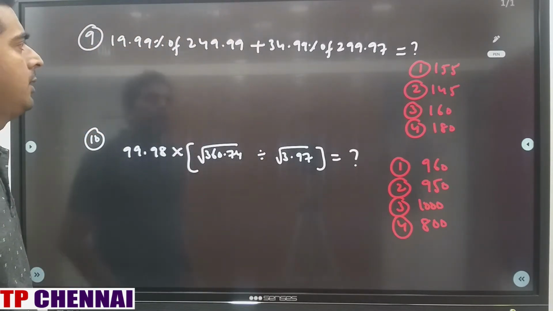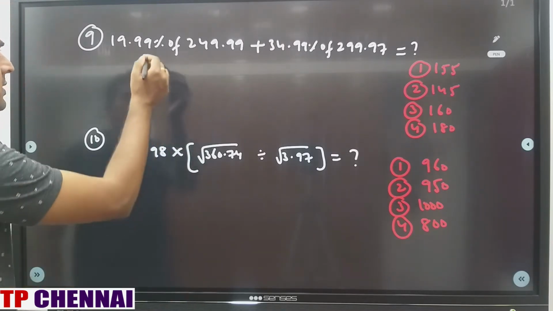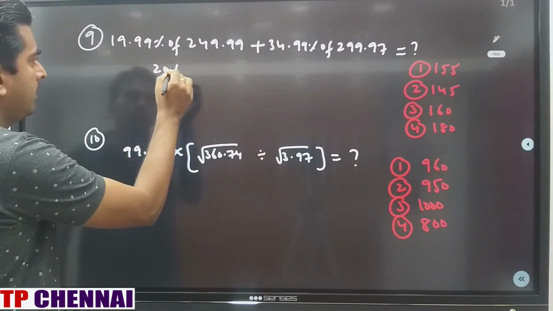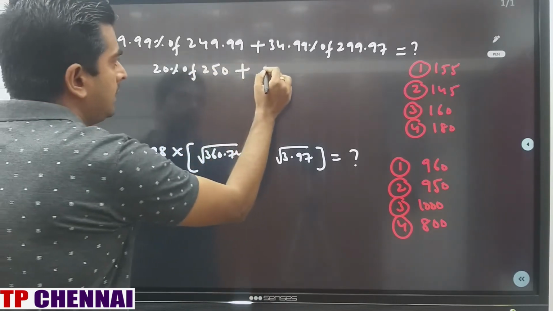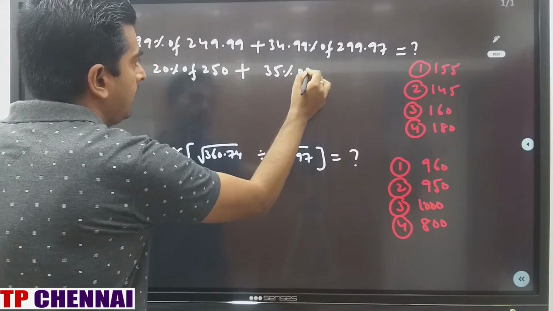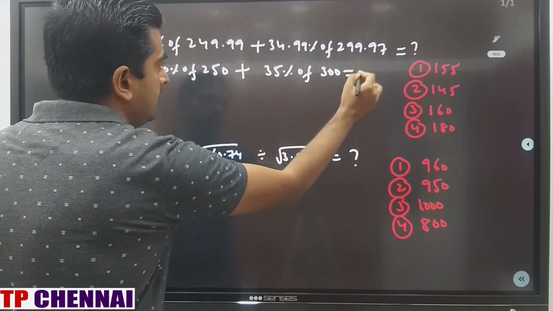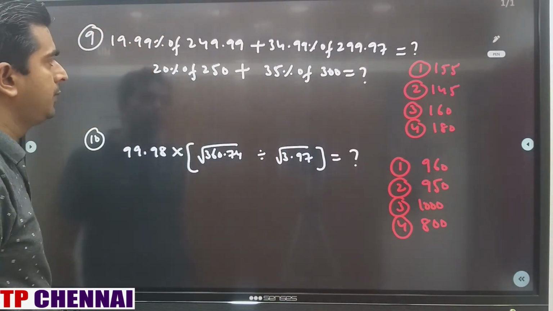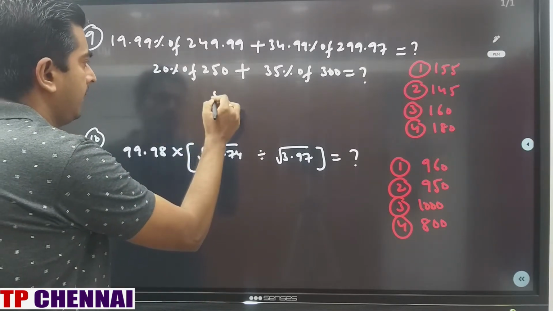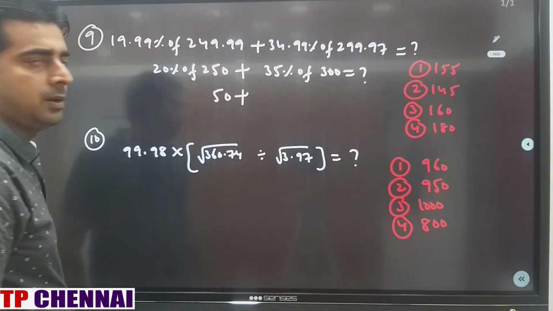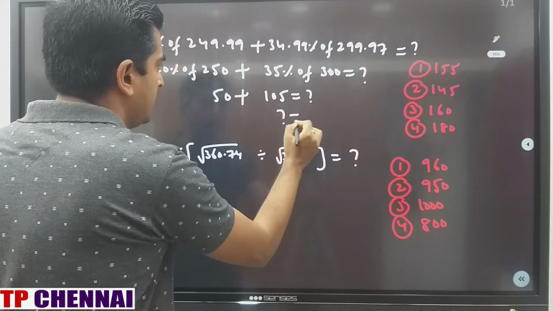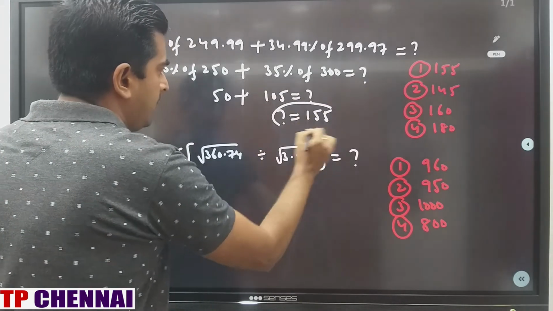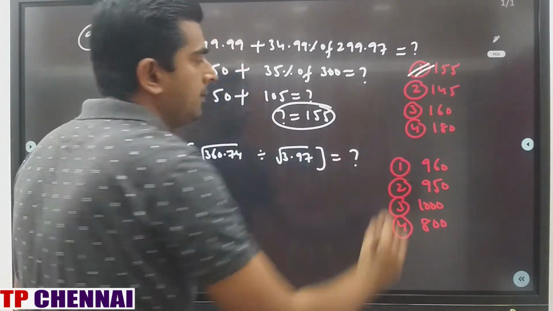19.99% of 249.99 plus 34.99% of 299.97. This is 20% of 250. This is 35% of 300 is equal to question mark. 20% of 250 is nothing but 50. 35% of 300 is nothing but 105 is equal to question mark. What is the value of question mark? 155. My answer is first option.